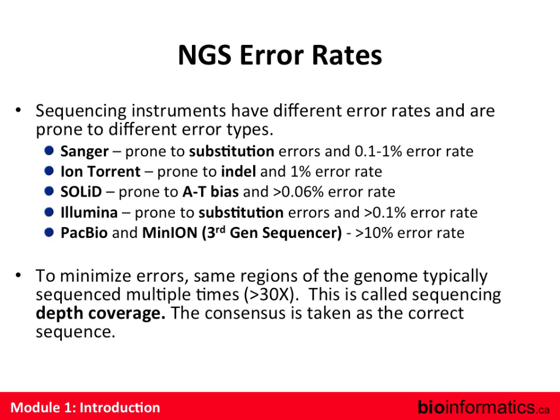So this is just a list of the sequencing errors on some of the next generation and third generation platforms. The key point here is the third generation sequencers such as PacBio or Oxford Nanopore still have much higher error rates compared to the second generation sequencers such as Illumina.